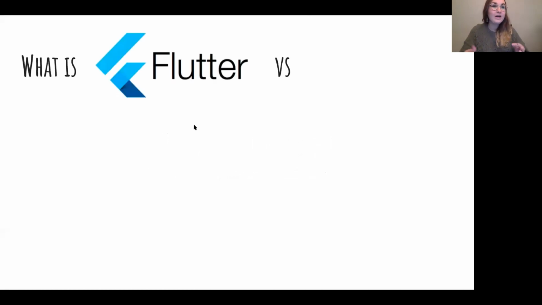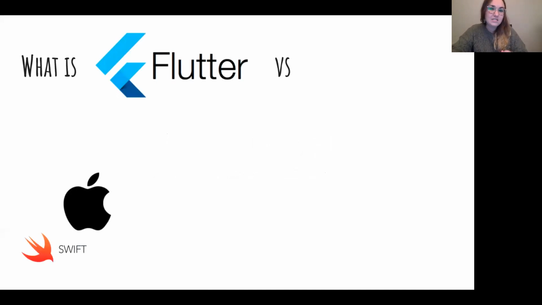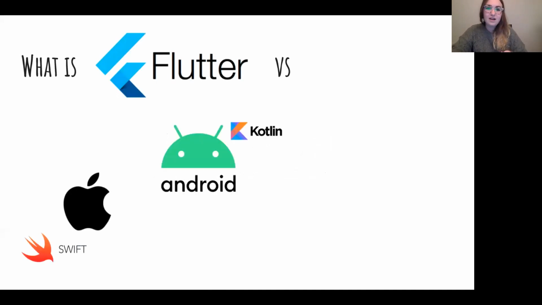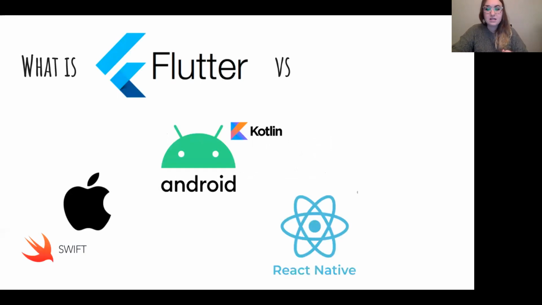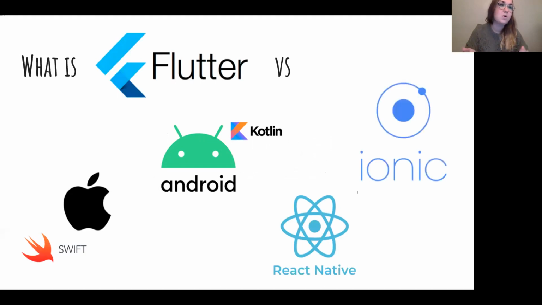So what is Flutter versus some of these other platforms? We have Apple iOS apps written in Swift, Android written in Kotlin, and then some other hybrid cross-platform applications like React Native and Ionic. There's also Xamarin. There's a whole list of ways to build mobile apps. When we talk about Swift and Kotlin apps for iOS and Android, we're talking about native mobile applications. Native just means that it's built to run on a specific operating system. I cannot take a native iOS app and run it on Android because it's written specifically for that platform.